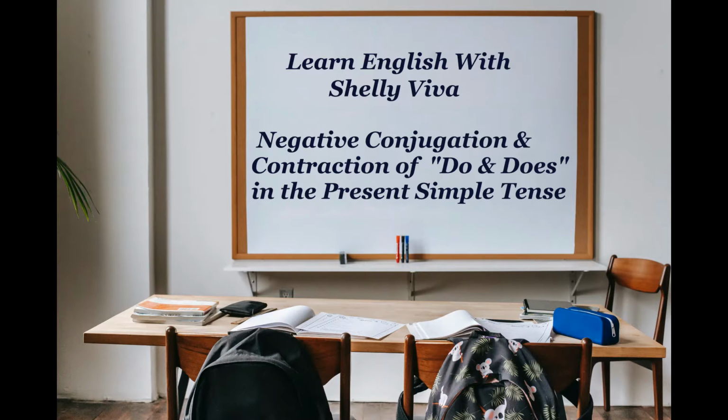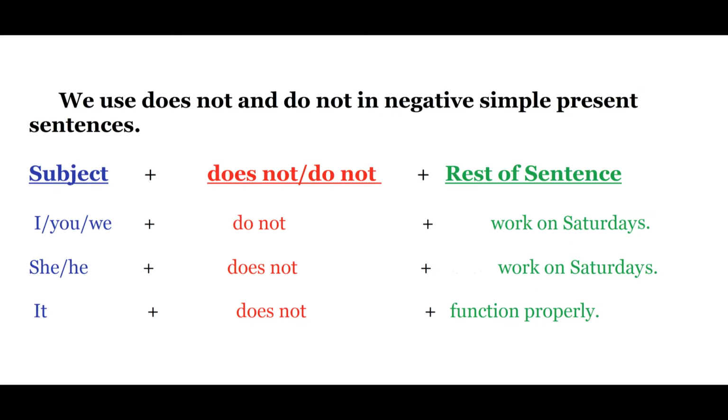Today we will learn negative conjugation and contraction of do and does in the present simple tense. We use does not and do not in negative simple present sentences. In order to form this sentence, we need a subject plus the verb does not or do not, and then the rest of the sentence.